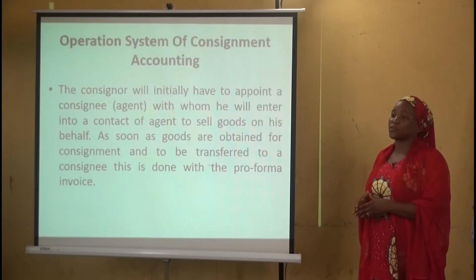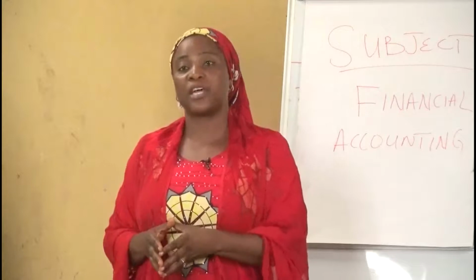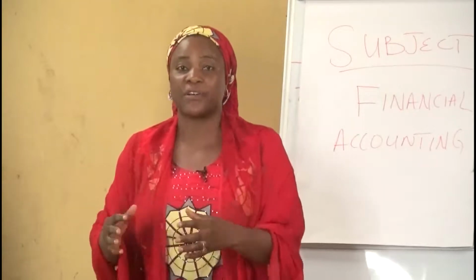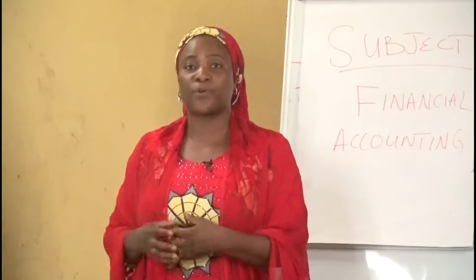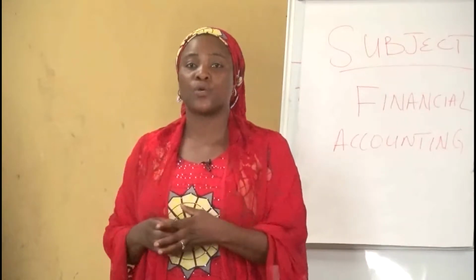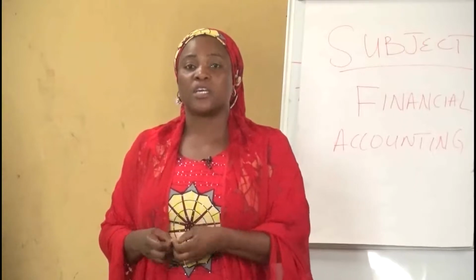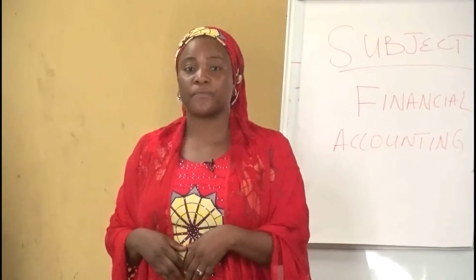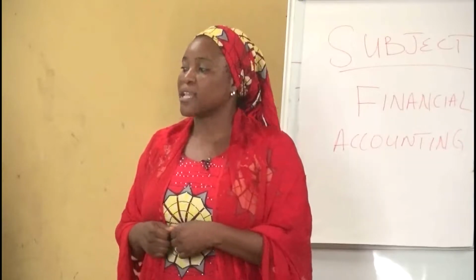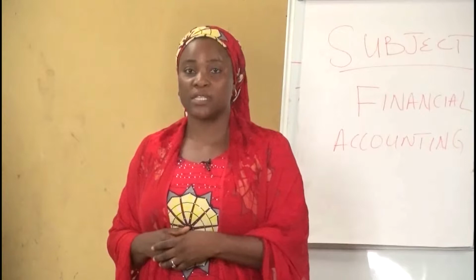And we talked about the operation, where initially the consignor will appoint an agent to sell goods on his behalf. After he has received these goods with a pro forma invoice, when he sells these goods, he collects the proceeds and sends them to the consignor. Before he sends these proceeds, he deducts the expenses that he has incurred. He also removes his commission. And for accountability's sake, the consignee sends a statement of account sales to the consignor. We have come to the end of this lesson.